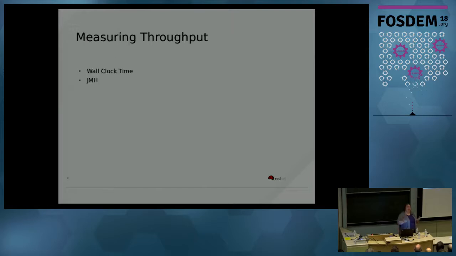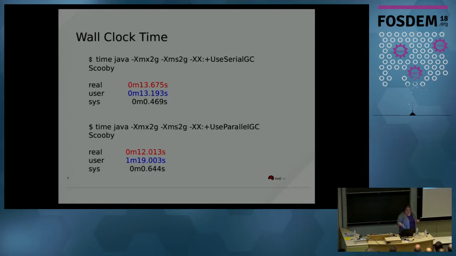So how do you measure throughput? This is one of those things that's really hard. Back in the day, I've been doing this off and on for a long time, we used to make a run 10 times, cross out the highest, cross out the lowest, and average the rest. Wall clock time is hard, and I'll talk about that a bit more. But thanks to Alexei, we also have JMH, and that does a lot of this for you. For wall clock time, I just use time to measure it.